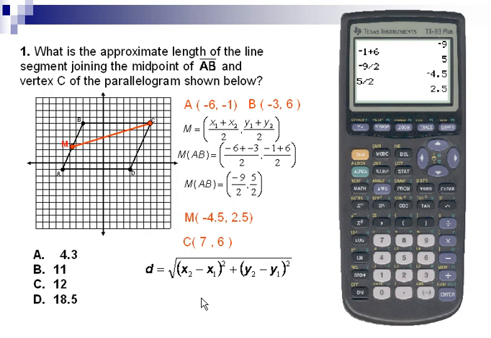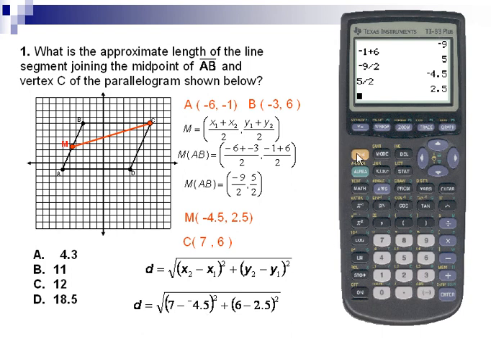Now let's substitute in the values for x and y into the distance formula and find the length of segment CM. So into x2 we put 7 minus a -4.5 squared plus 6 minus 2.5 quantity squared. And let's go to the calculator to find this distance. We're going to type in the entire expression that you see here.